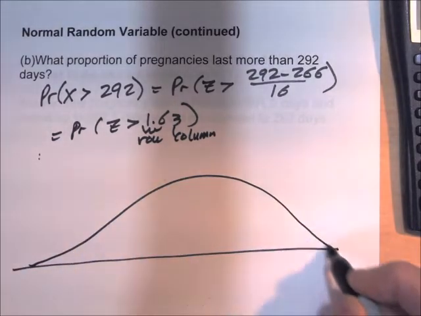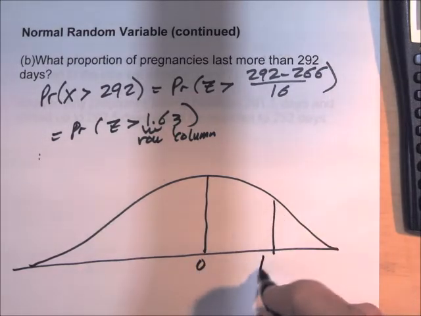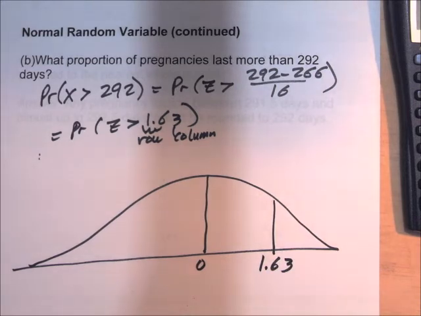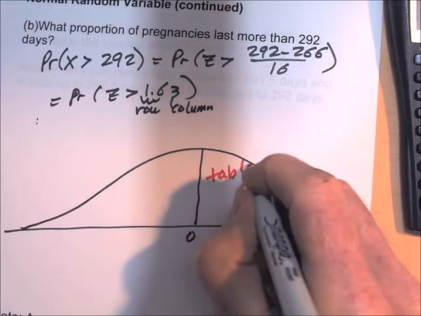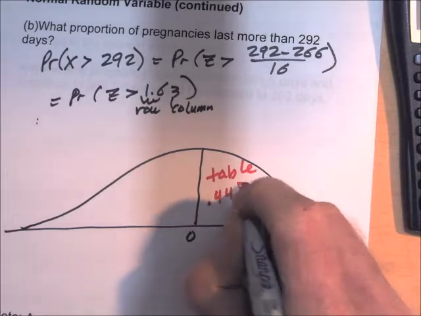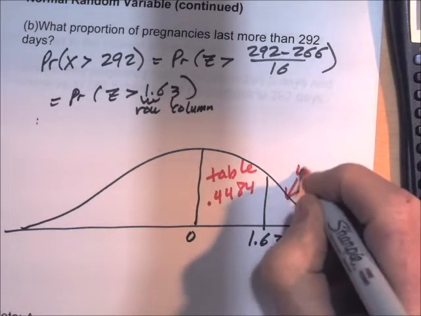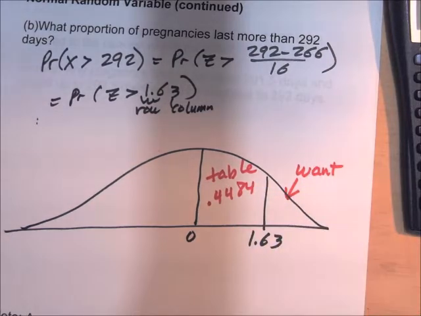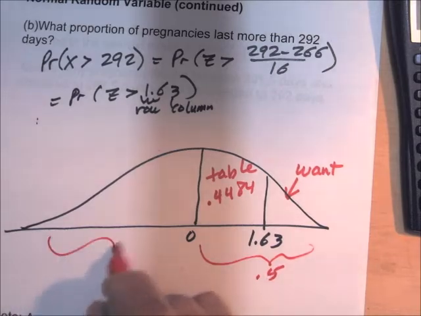And here's our drawing. 0, let's say 1.63 here. And again, the table had 0.4484. But what we want is this piece here. And the whole upper half is 0.5. So there's 0.5 here and there's 0.5 here.